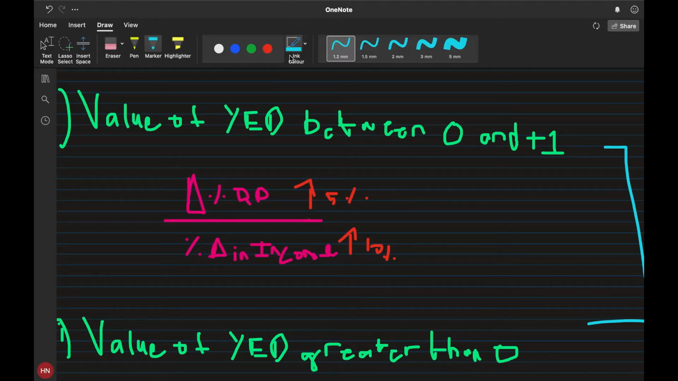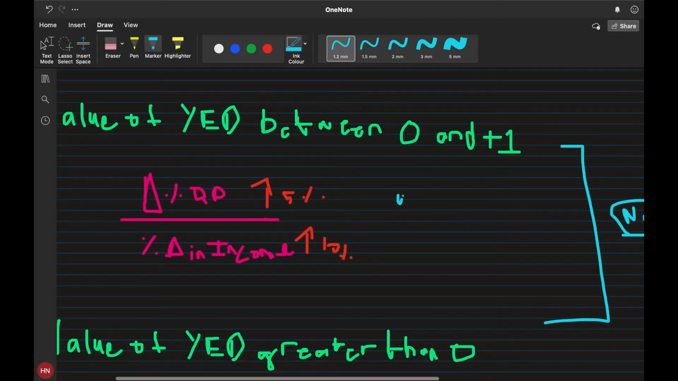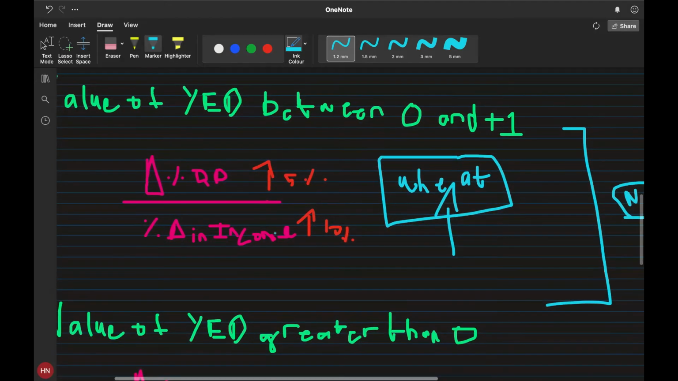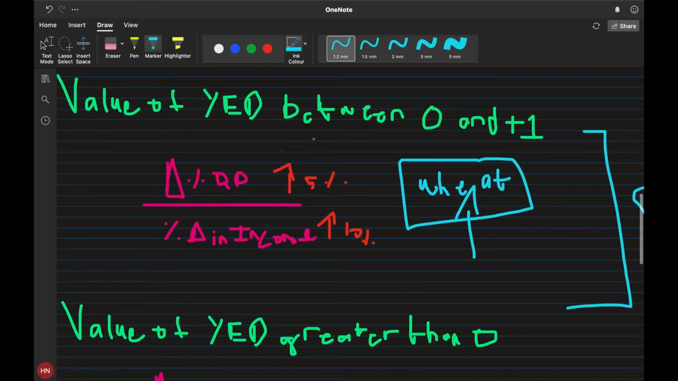Because let's say if you're buying wheat, right, and your income goes up. You're a consumer of wheat and your income goes up. It's not like you will start consuming a lot more wheat. Initially, let's say if you were consuming less wheat, now maybe you can buy more wheat and you can eat more, but it's not like it will substantially increase the amount that you are buying. Which is why the income elasticity is inelastic. It's between 0 and positive 1.